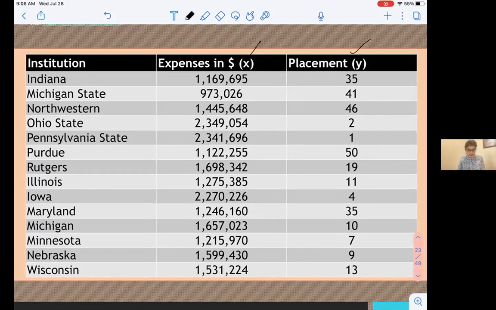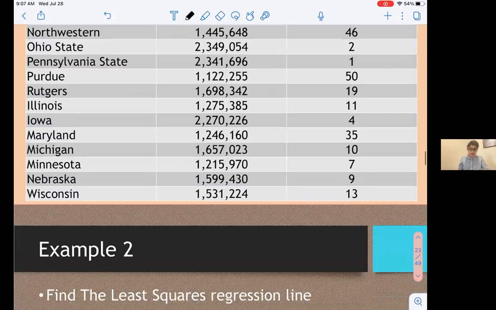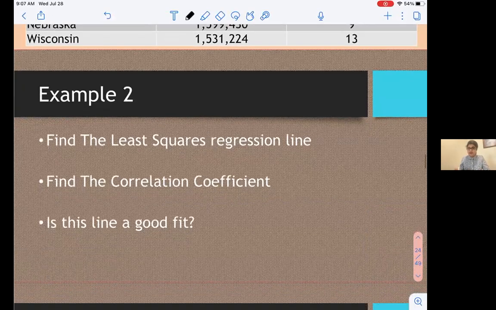So for instance, Indiana spent a little over $1 million, and Michigan State a little bit under $1 million, and Northwestern spent some money. These are all my independent variable X, and Y is their placement in 2017, meaning how many placements they achieved by spending this money. So what you have to do is find the least squares regression line.